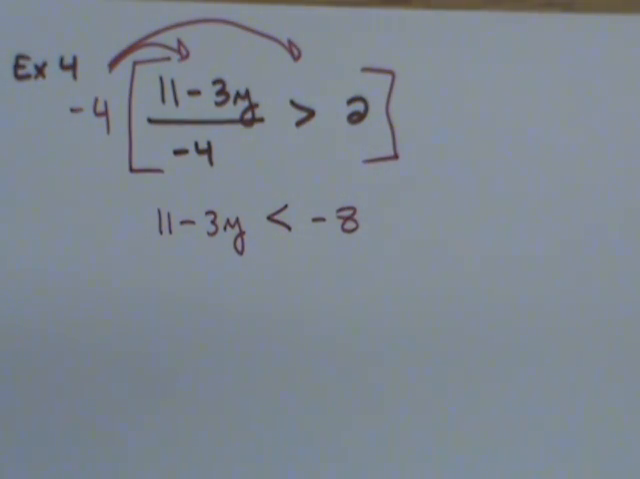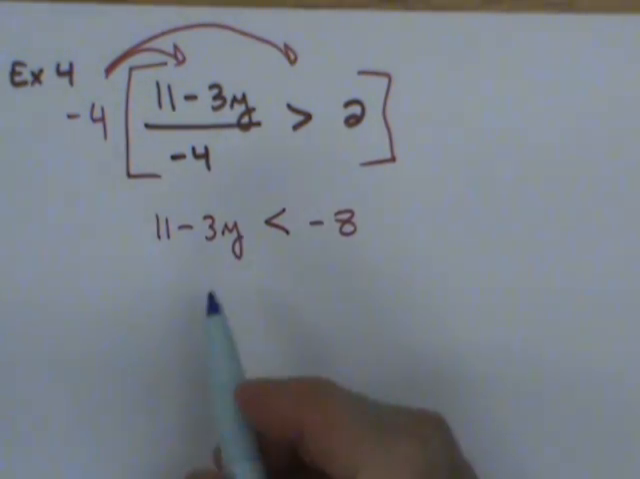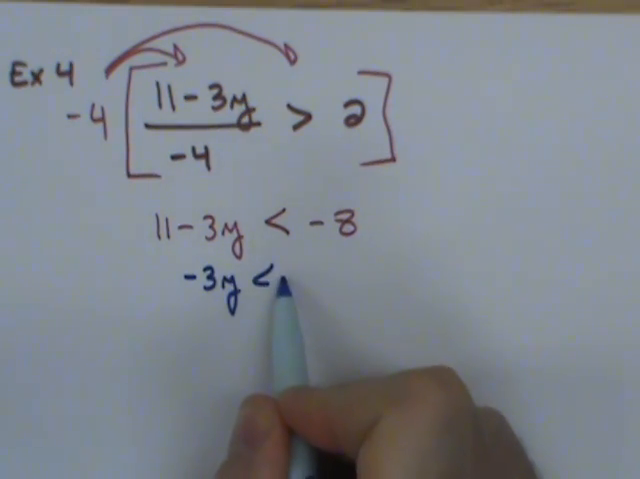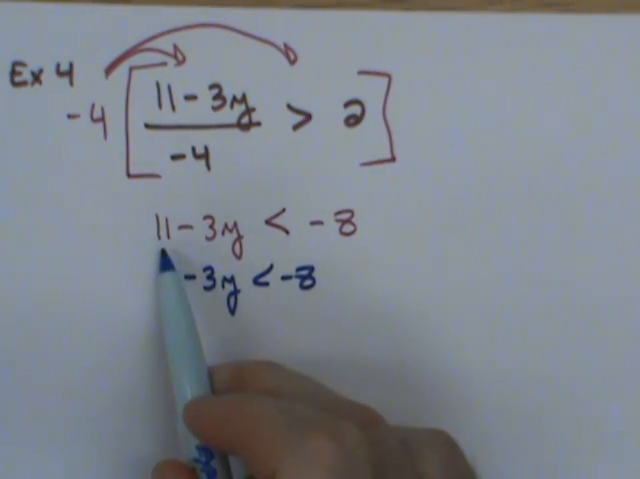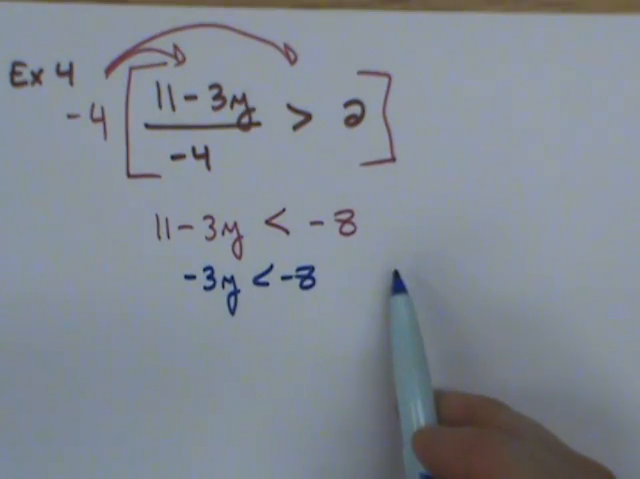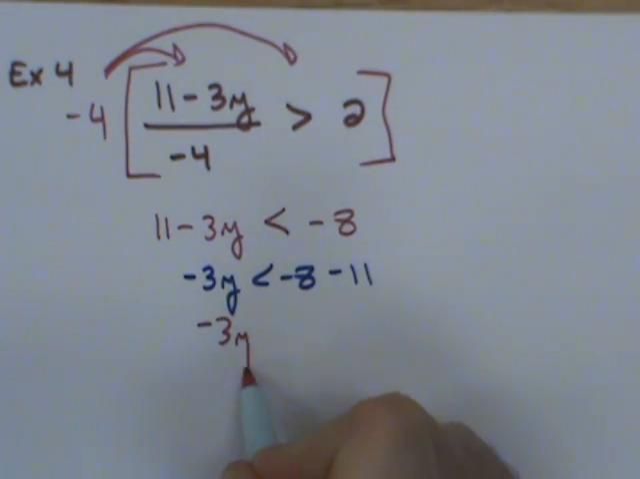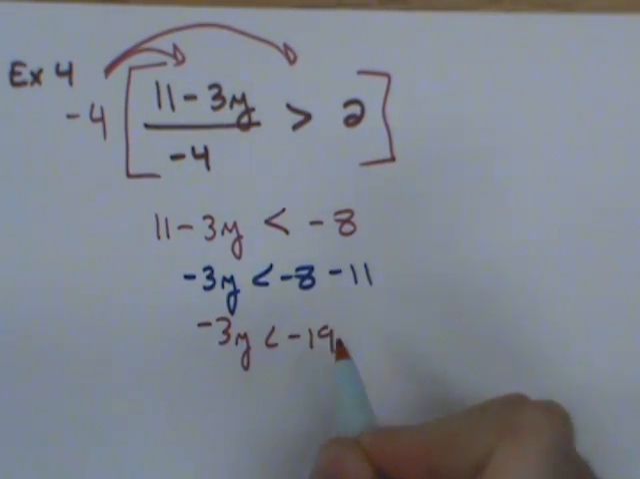Now, if you leave that variable on the left-hand side, we're going to want to get the 11 out of there. We'll say negative 3y is less than negative 8. Now, the 11 comes over. It's positive here, so it comes over as a negative 11. And so we can say negative 3y is less than negative 19.